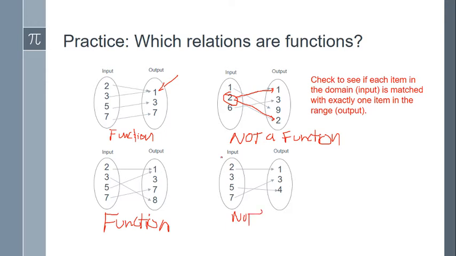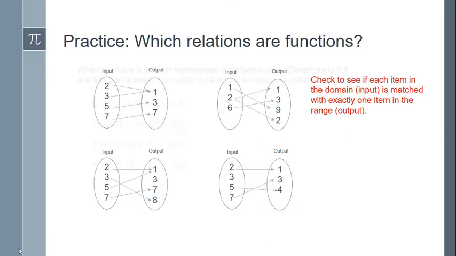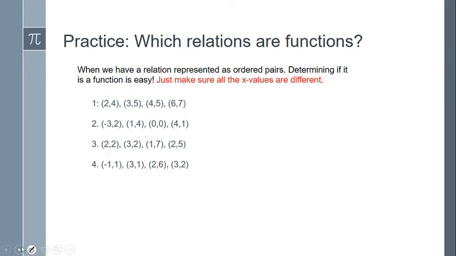Remember, if I plug something into my function machine, something has to come out. Nothing is not an option. It doesn't make it a function if it does that. So because this 3 doesn't point anywhere, this is not a function. All right, so that's how we can identify functions using the mapping diagrams.